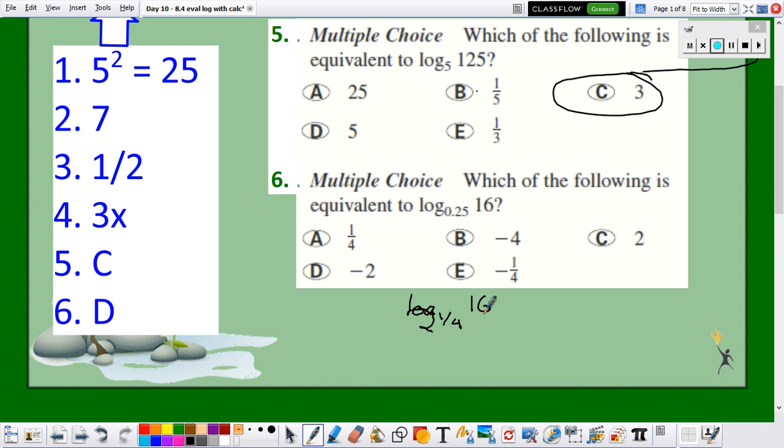Because 0.25 is 1/4. So how do I make the 1/4 into a 16? Well, to make 4 into a 16, we're just going to square it. And then to turn the fraction into a whole number, it needs to have a negative exponent. So our answer is D.